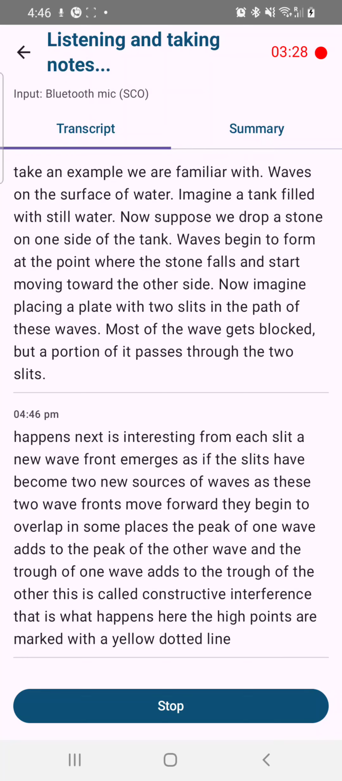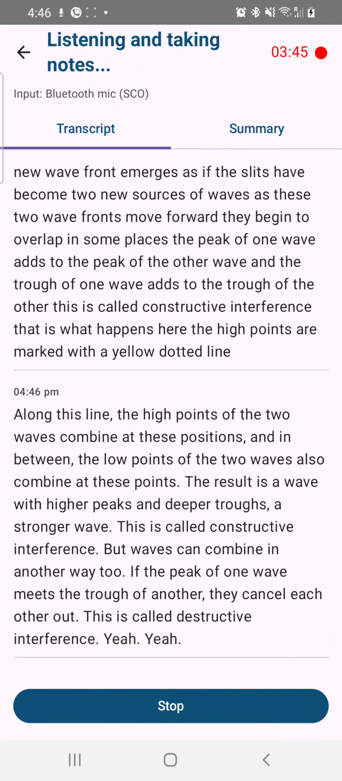This is called destructive interference. That is when along this line, the high part of one wave and the low part of the other meet and cancel, creating a region where there is no wave at all. So, in the image shown here, you can see alternating lines, some where the waves have added up, creating larger waves, and others where they have cancelled out, creating regions with no waves.